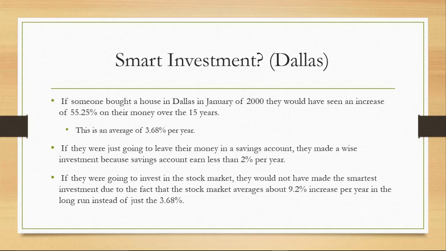But if they were going to invest in the stock market, they would not have made the smartest investment decision, due to the fact that the stock market averages a 9.2% increase per year in the long run, and they only made 3.68% per year. And if they would have pulled their money out when the stock market was crashing, then they wouldn't have made the 9.2% and could have actually made the smartest investment.